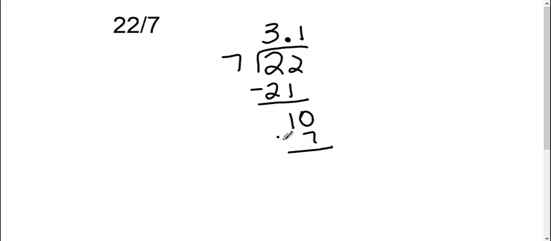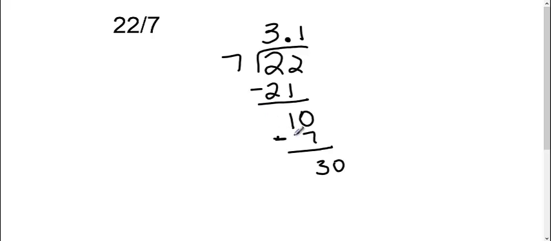So 7 goes into 22 three times. 3 times 7 is 21. We subtract. We have 1 left over. There's nothing left to bring down, so I'm going to add a decimal, add a 0. 7 goes into 10 one time. We subtract. We have 3 left over.